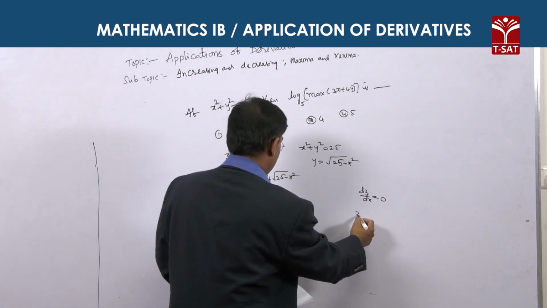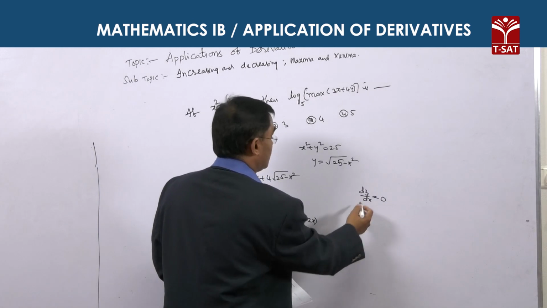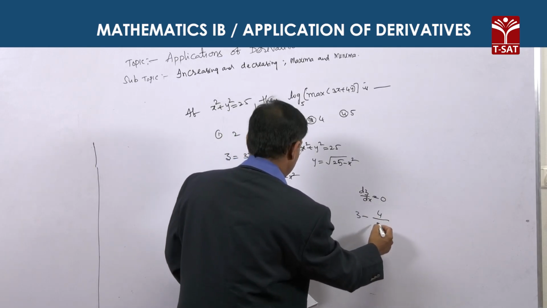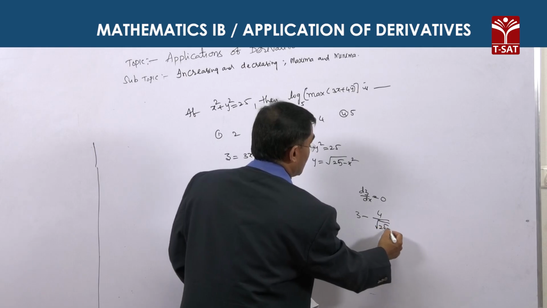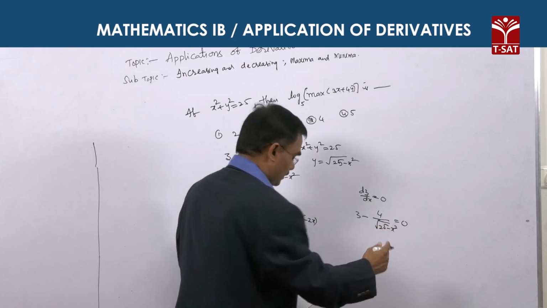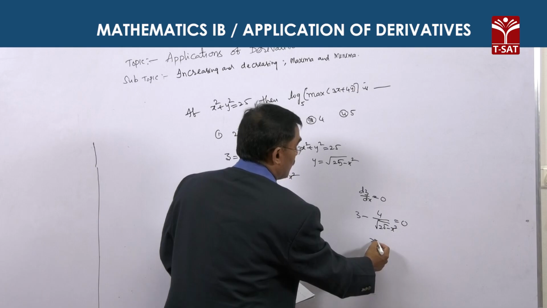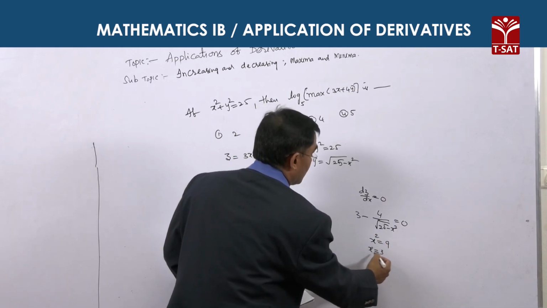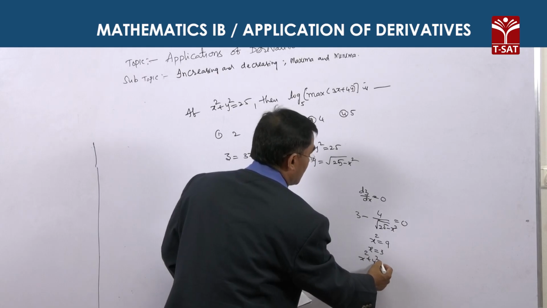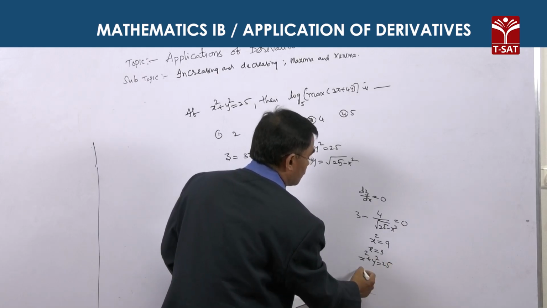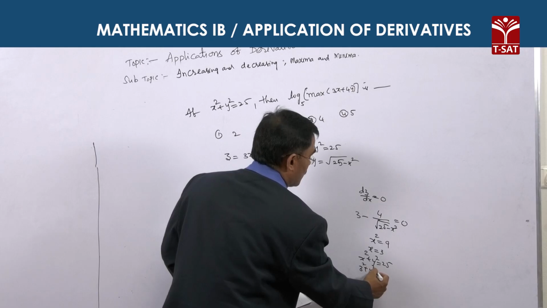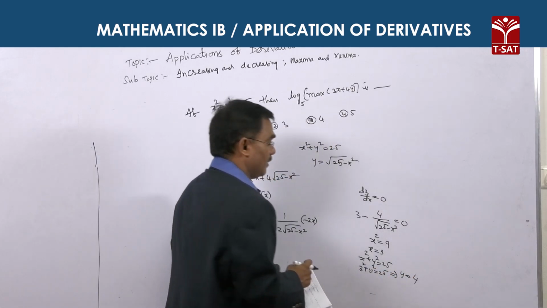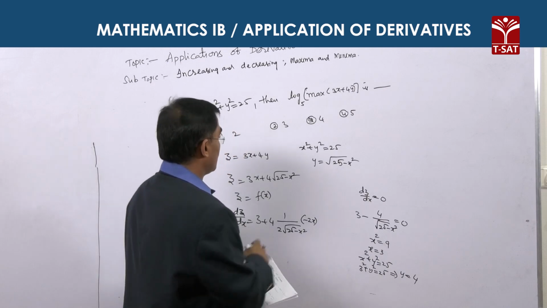Simplifying this, 3 minus 4x by root of 25 minus x square is equal to 0. Solving this equation, we get x square is equal to 9, right. Then x is equal to 3. But x square plus y square is equal to 25, right. Substitute 3 square plus y square is equal to 25. Solving this equation, y is equal to 4. We get x equal 3 and y equal 4.